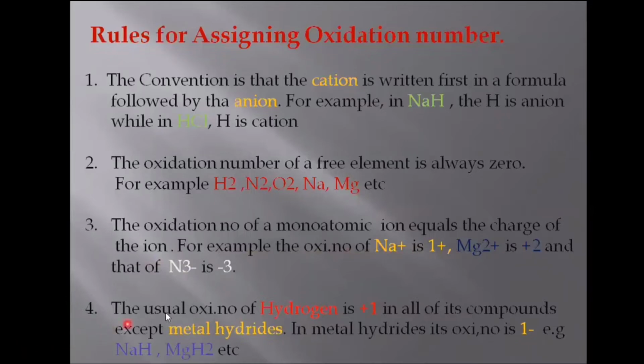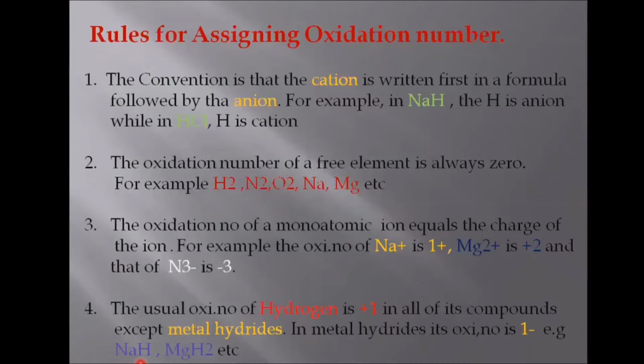The fourth rule is that the usual oxidation state of hydrogen in all of its compounds is +1, except metal hydrides. In metal hydrides, the oxidation number of hydrogen is -1. For example, consider these two compounds in which hydrogen is attached to sodium. Here, hydrogen is in the form of hydride, so its oxidation number is -1.